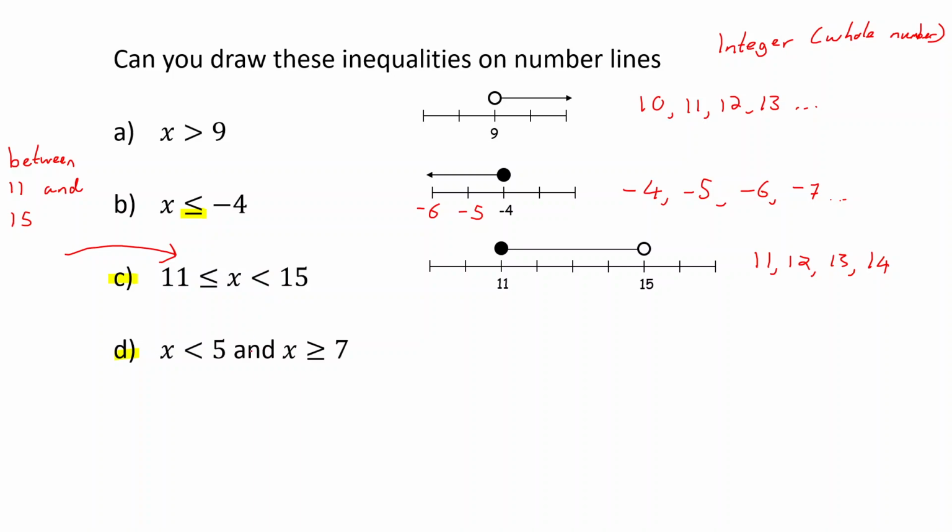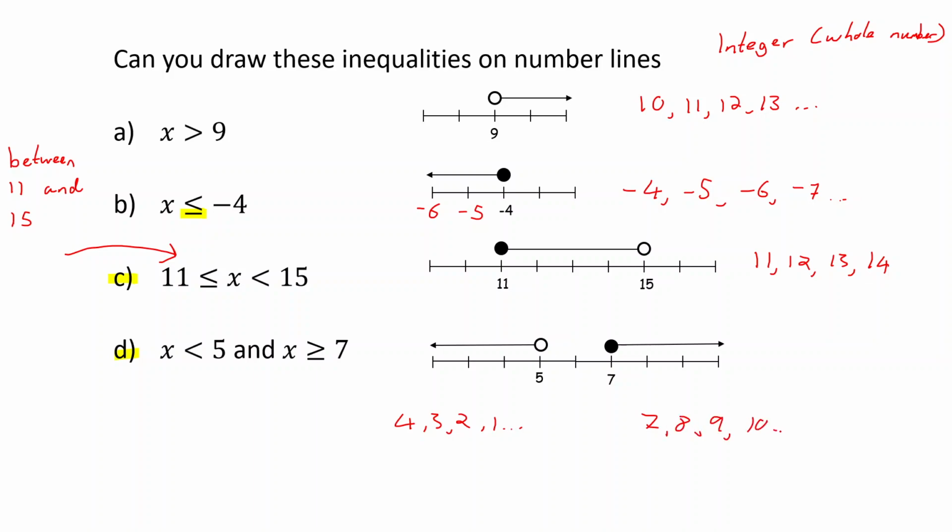Last but not least, we've got this one here. We've got x must be less than 5 and x must be greater than or equal to 7, and they are two separate inequalities, so you must consider them separately on your number line. So something like this, right? x is less than 5, so we're looking at numbers less than 5, which are going to be 4, 3, 2, 1, and so on and so forth. But the other must be bigger than or equal to 7, so you're looking at numbers that are bigger than or equal to 7, so 7, 8, 9, 10, and so on.